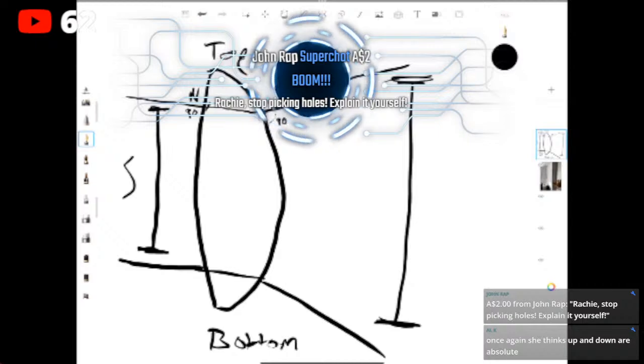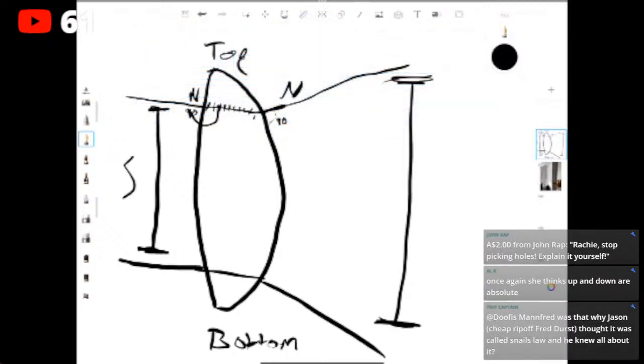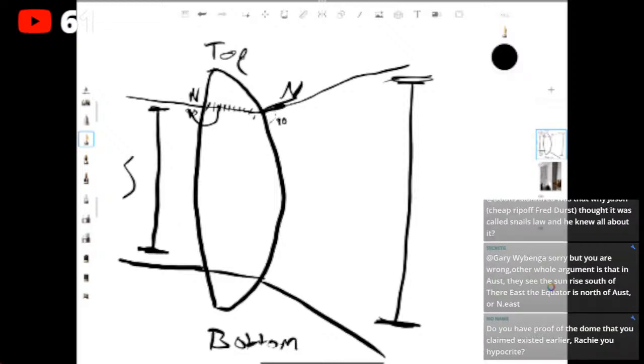Rachie, the fractional reduction in light speed here is in a straight line. Yeah, but one's going up, one's going down. Why? Explain that. Why is one coming out and going up, and one's coming out and going down?